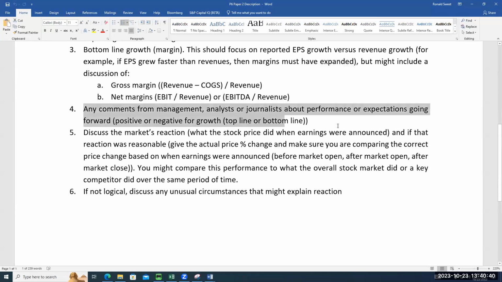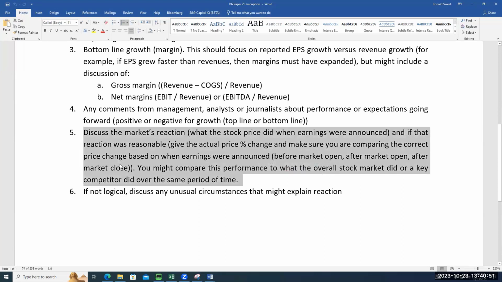Then you have the discussion. What's going on? What did management say? What are analysts saying? What did you get out of articles? What's going to happen going forward? And then the market reaction. How did the stock price do on the day that the market reacted to earnings?